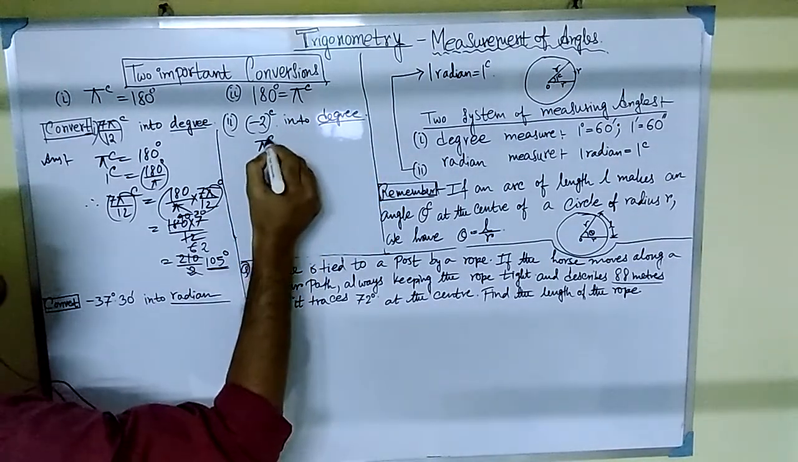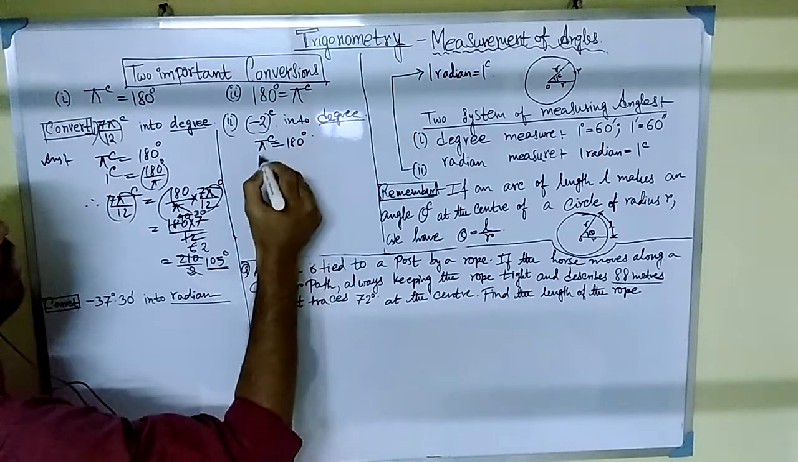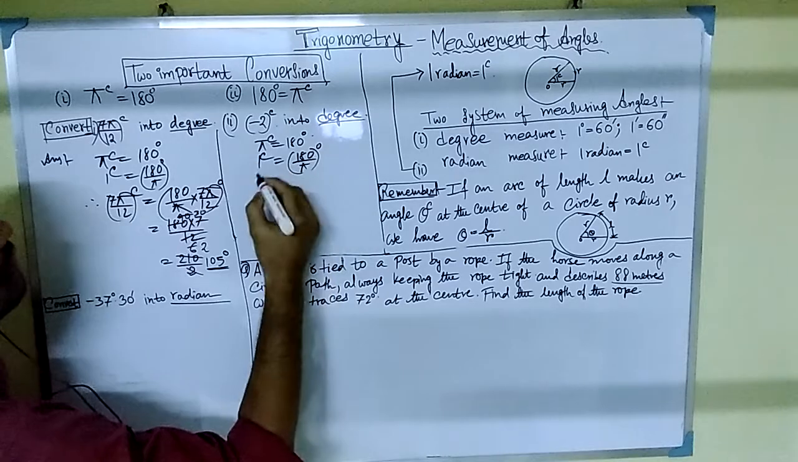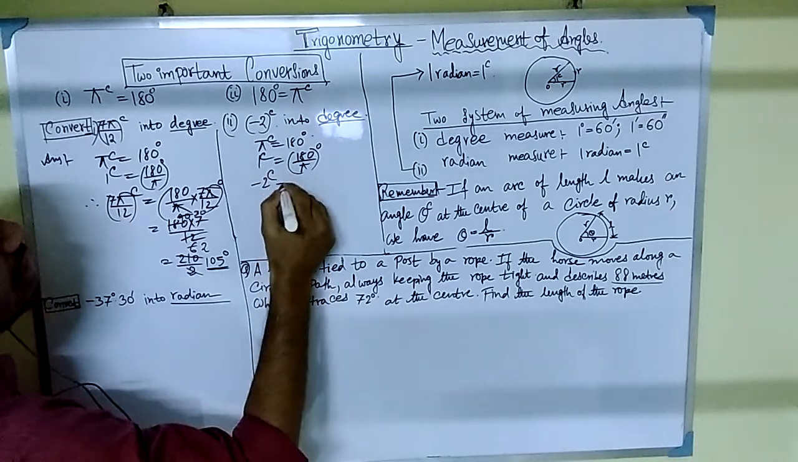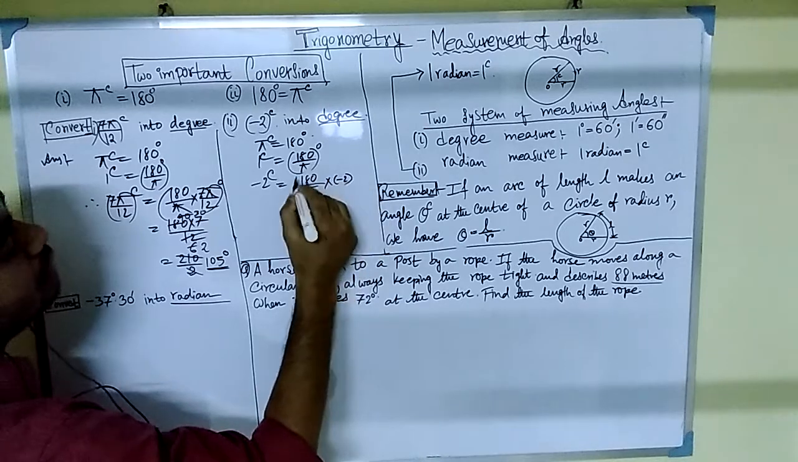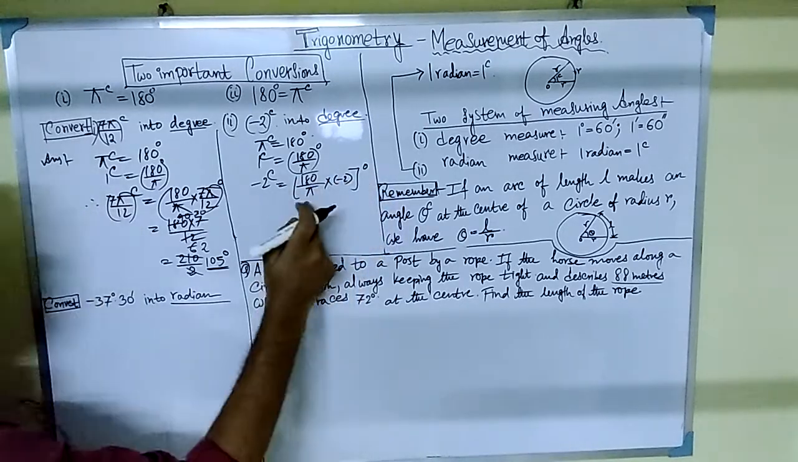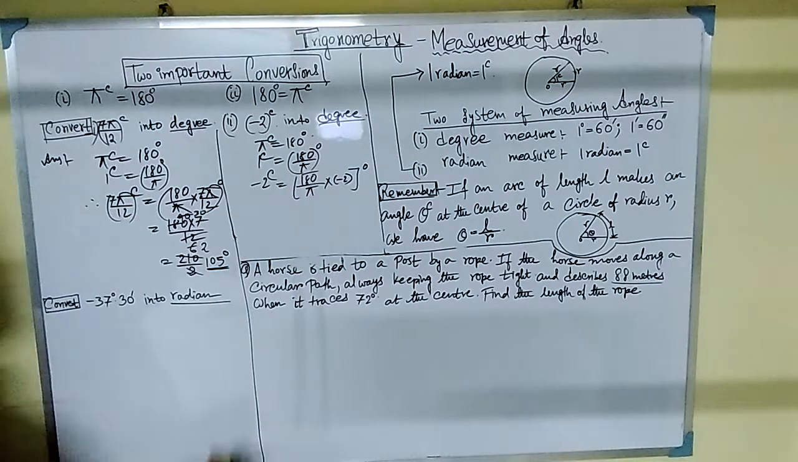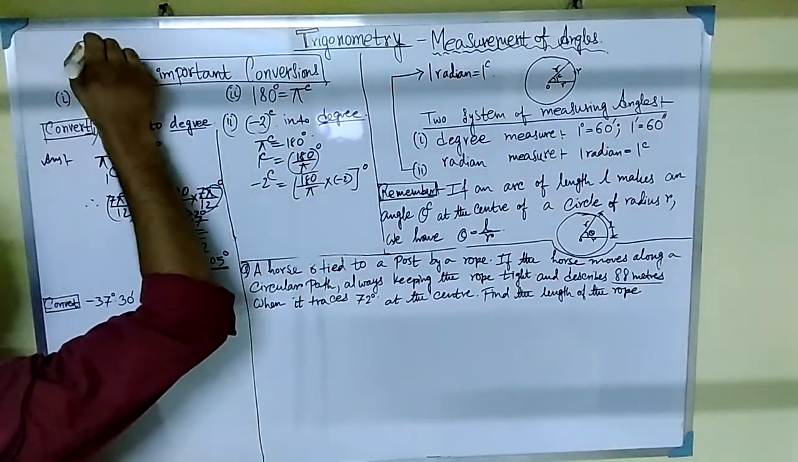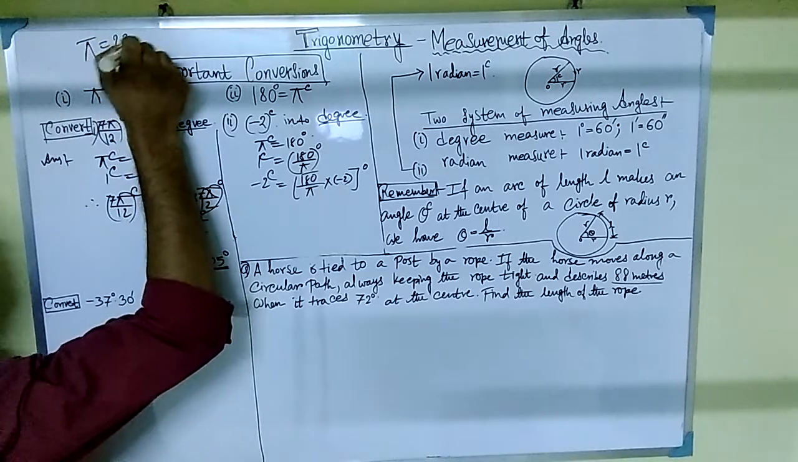Next we have minus 2c into degree. Same thing, pi c equals 180 degree. 1c is equal to 180 by pi degree. Minus 2c is 180 by pi into minus 2 in degree. Now friends, this pi, I have to put the value here. Pi's value is 22 by 7. So pi is equal to 22 by 7 numerical value.